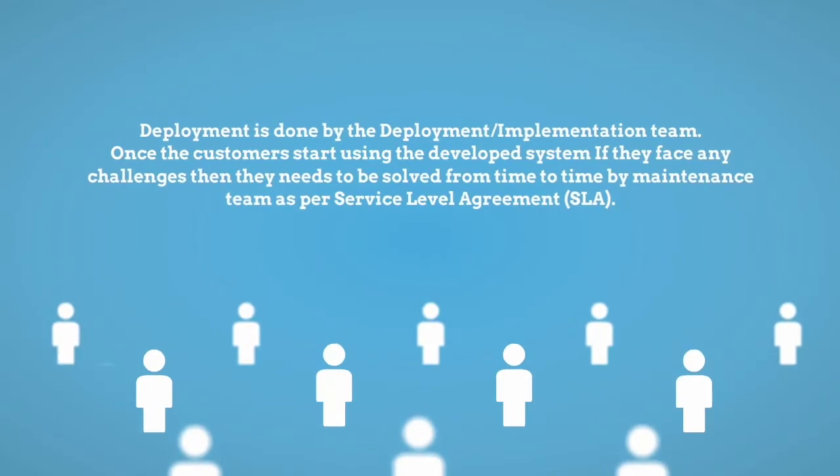Deployment and maintenance phase. Deployment is done by the deployment implementation team. Once the customers start using the developed system, if they face any challenges, these need to be solved from time to time by the maintenance team as per the service level agreement.